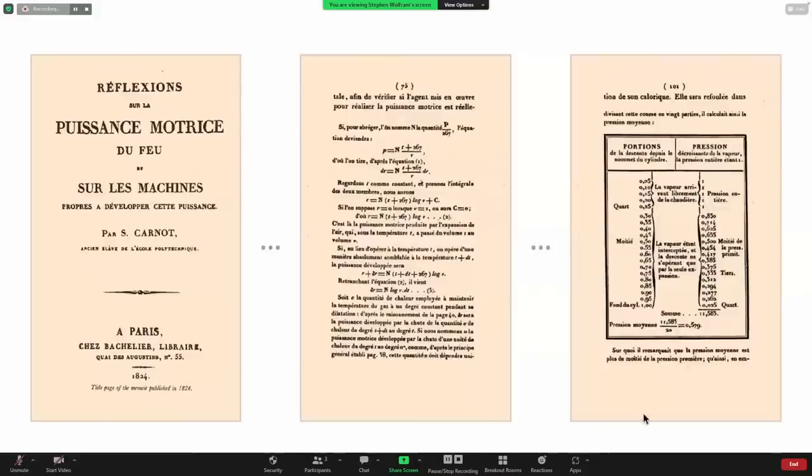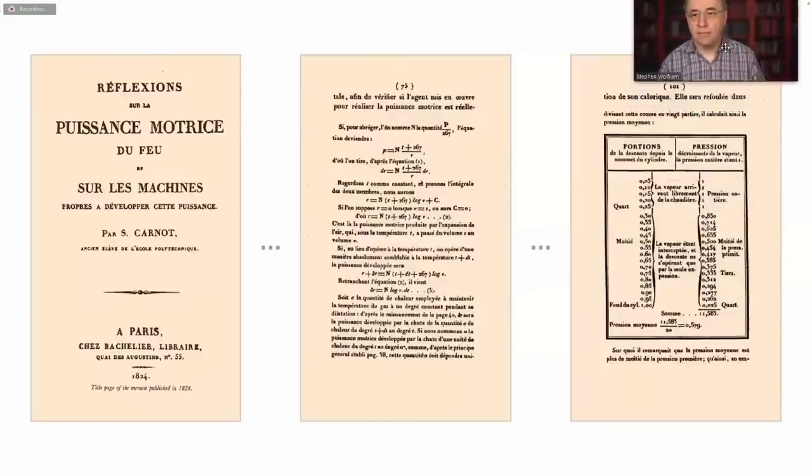Whoops, I was going to show you. Sorry about that. That was the front of Carnot's book, which I think I didn't show you before.